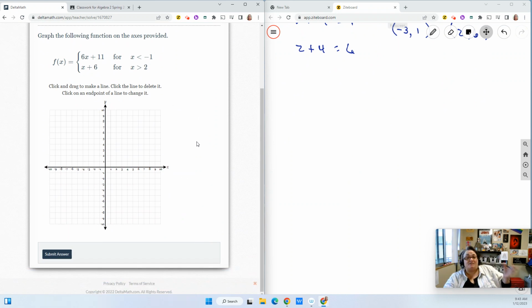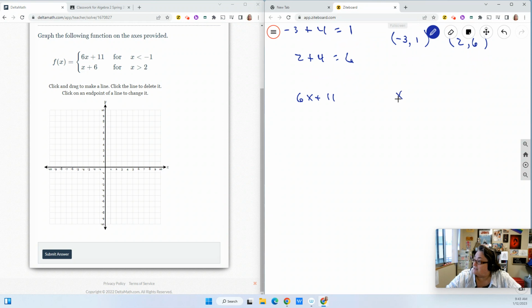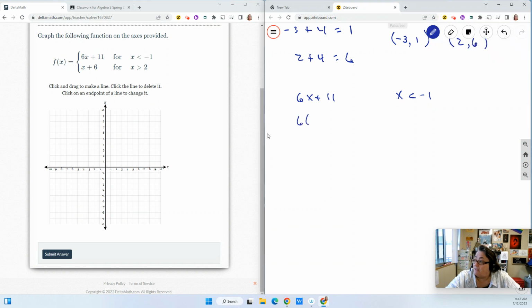I like this problem because this one doesn't have a start and an end point, right? If I look at the first problem, it says we've got 6x plus 11, and it says for x less than negative 1. When you have a problem like that, you start with whatever number they give you. So I'm going to start by plugging in negative 1 where my x is, which is going to give me negative 6 plus 11, which is just 5. So for negative 1 as an x value, I get out 5.